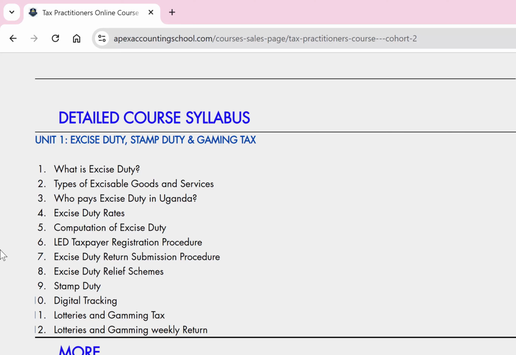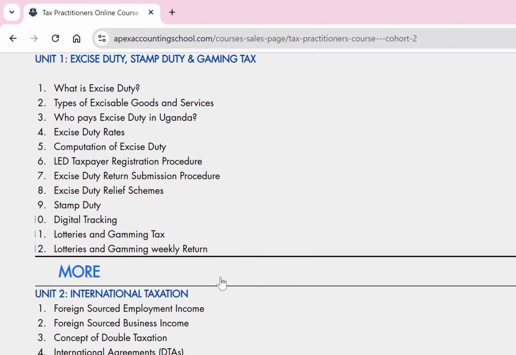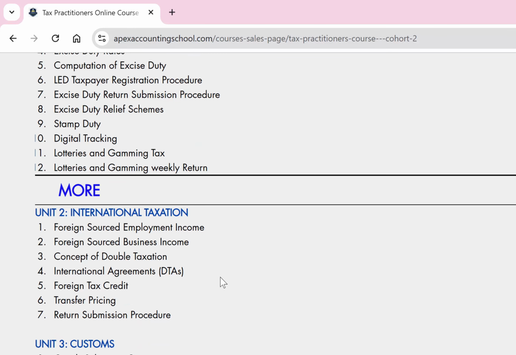procedure, excise duty relief schemes, stamp duty, digital tracking, lotteries and gaming tax. We shall be filing using a practical case study on lotteries and gaming weekly return. So basically, we have enriched this course to help you successfully serve your clients.